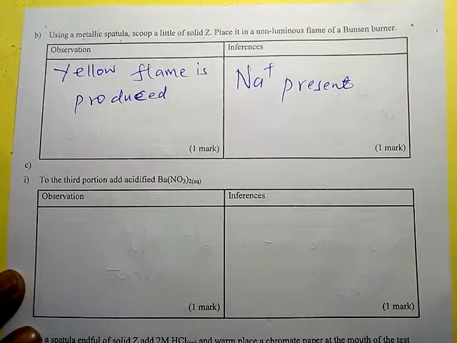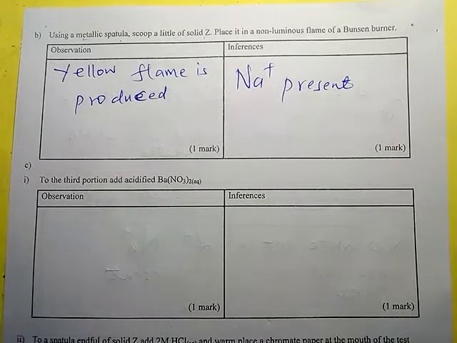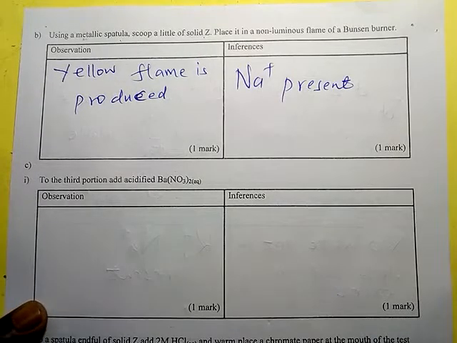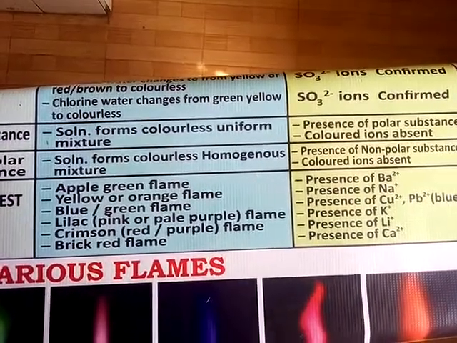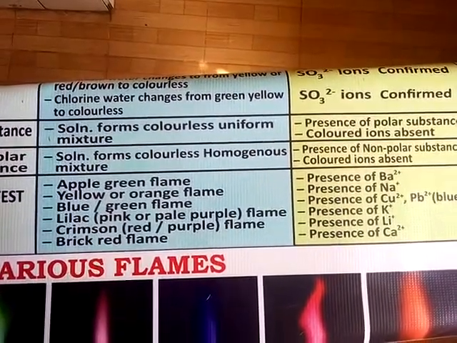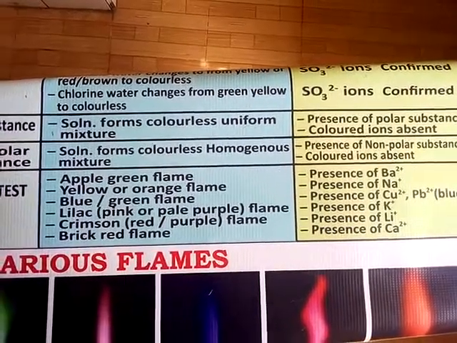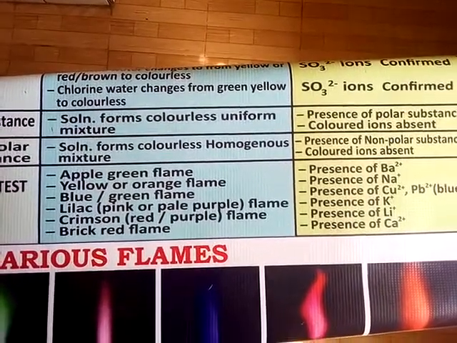So what I'm talking about is the flame test. I hope you have come across the flame test. Before I continue to the next one, I want to show you the colors of different cations when they are burnt. So we have different colors depending on the cation present. This is what we call a flame test. Various ions, or the cations I mean, produce different colors when you burn them.